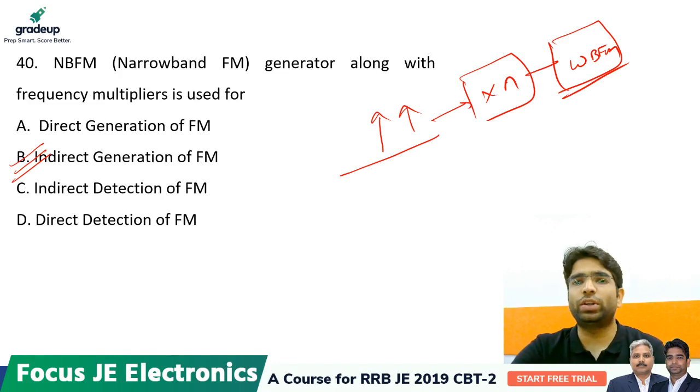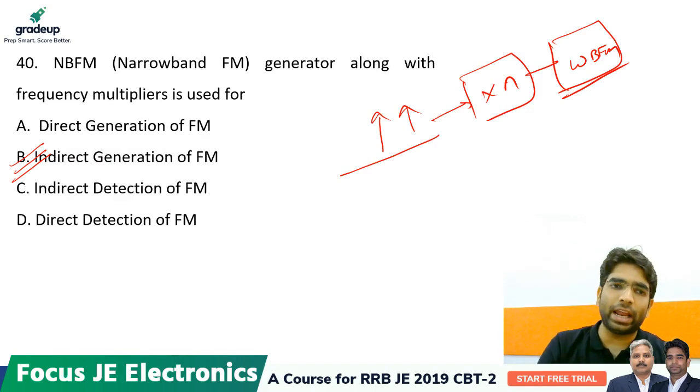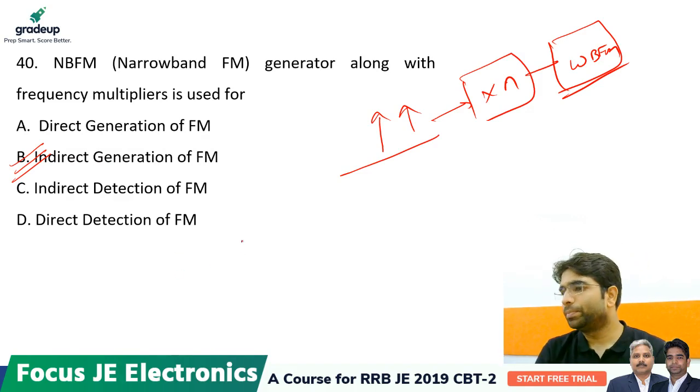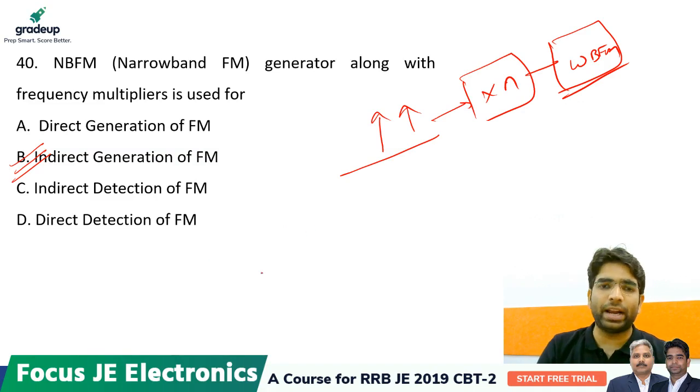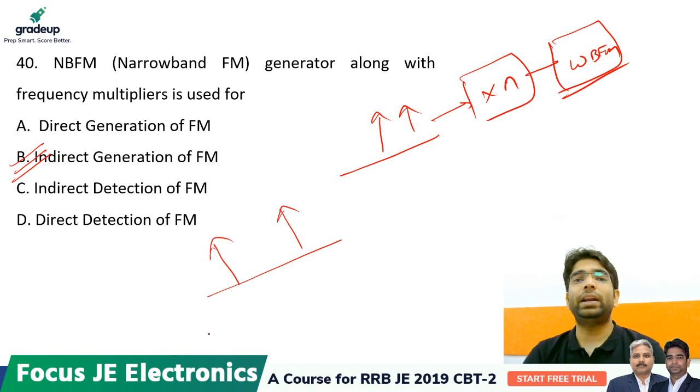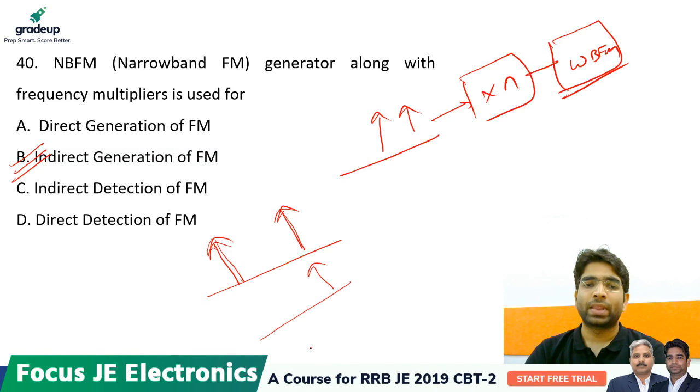There is a difference between AM and narrowband FM. In AM, both the side bands are in phase, they are in the positive direction, having positive values. But in narrowband FM, the lower side band is out of phase by 180 degrees.